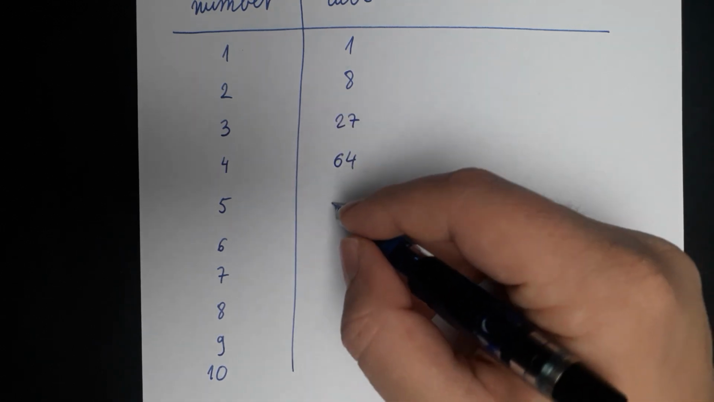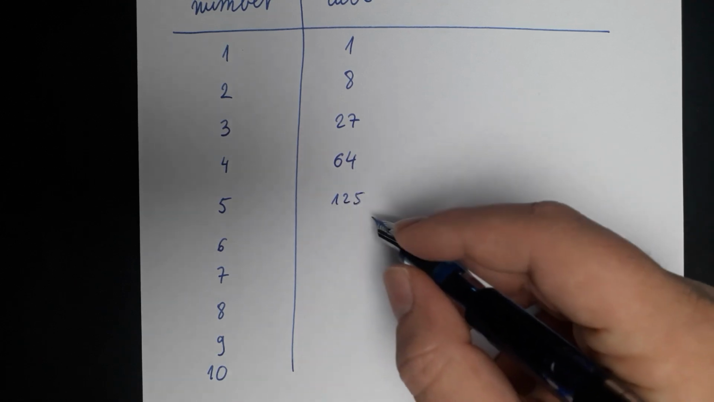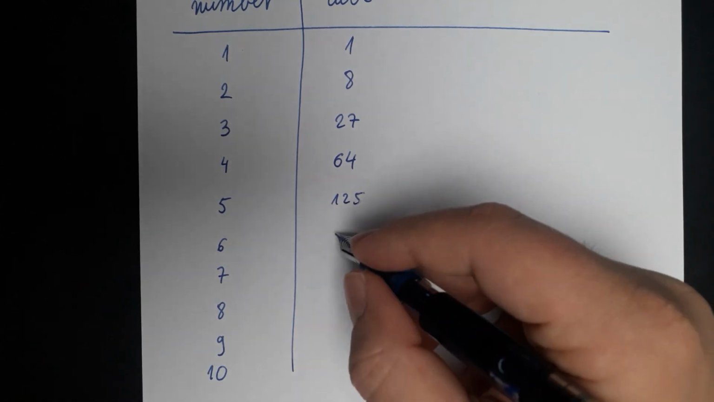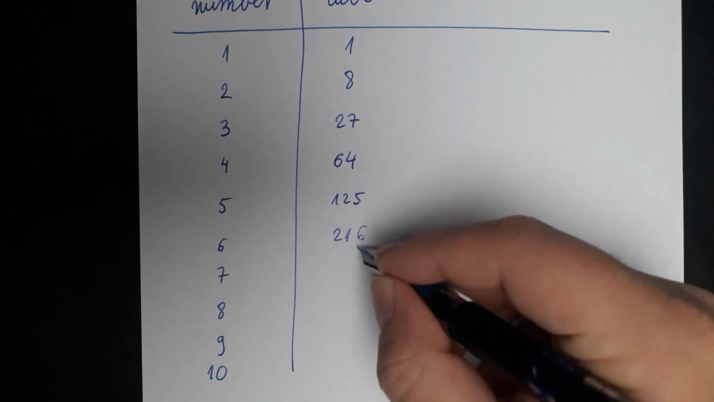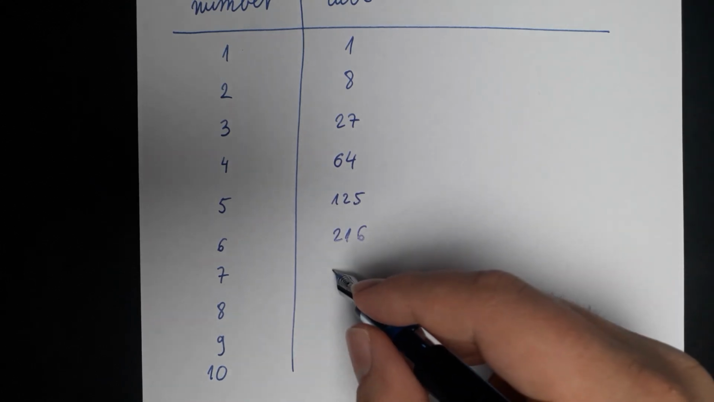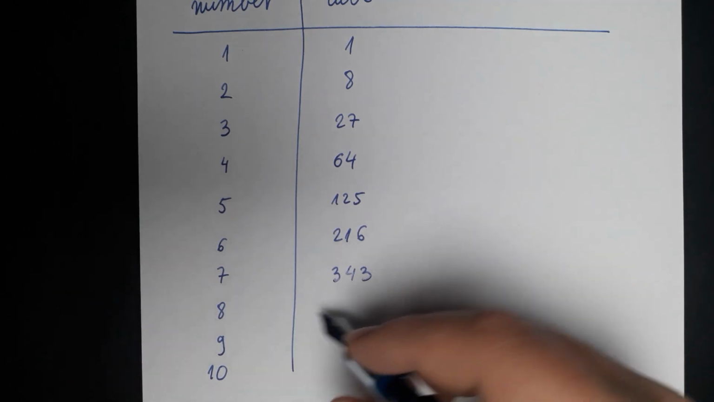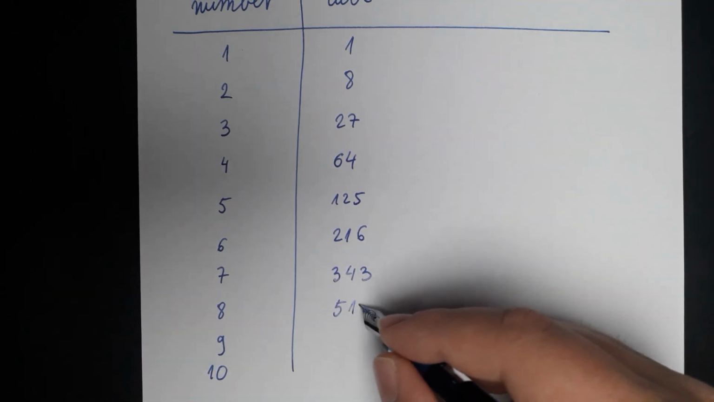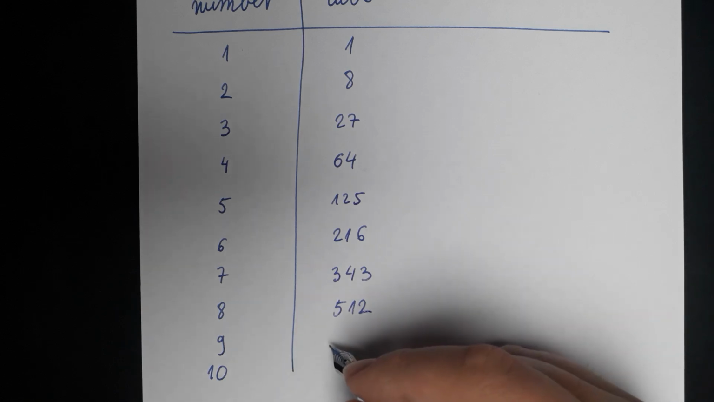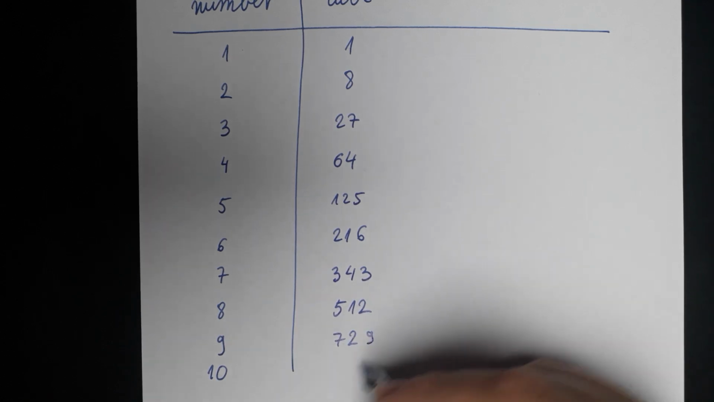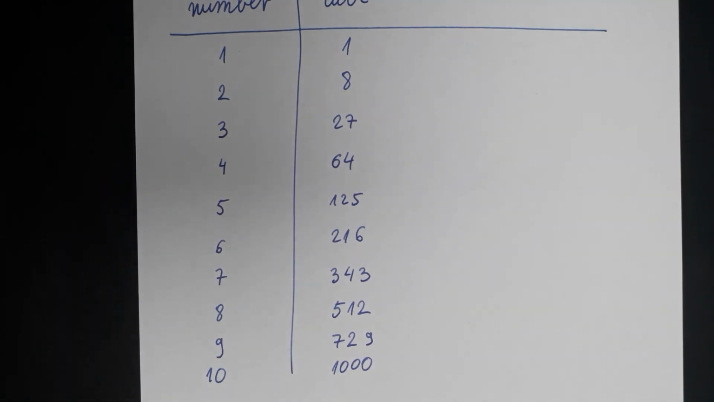The cube of 5 is 125. The cube of 6 is 216. The cube of 7 is 343. The cube of 8 is 512. The cube of 9 is 721. And the cube of 10 is 1000. You might know some of these numbers, but if not, to do this trick you'll have to memorize these 10 numbers.